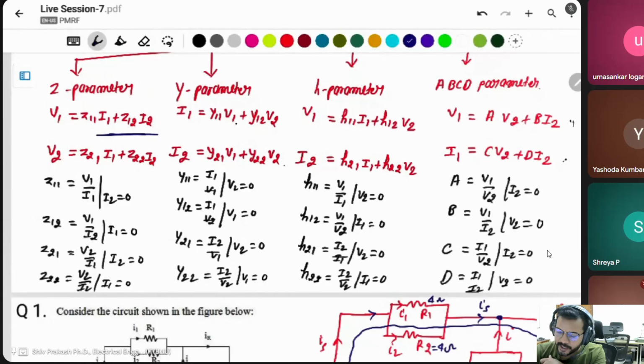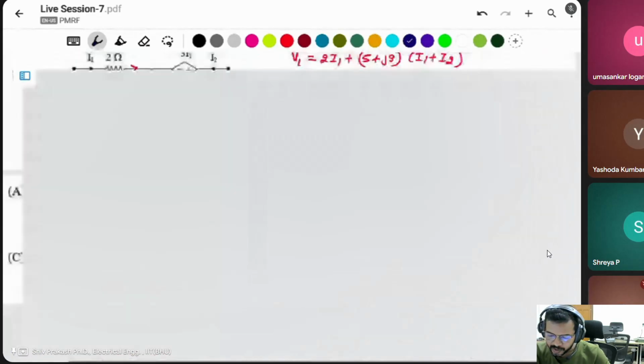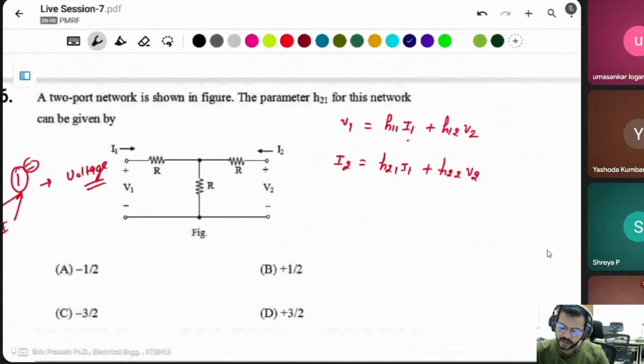In the ABCD parameter, both are the same port elements, V2 and I2. In this case you have to give priority to the voltage. First give priority to port 1, after that give priority to the voltage to write the equations in parameters. Okay, so the question is asking about the H parameter, and the H parameter is a hybrid parameter between V1 and I2.